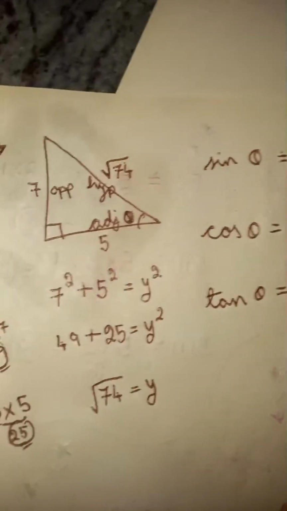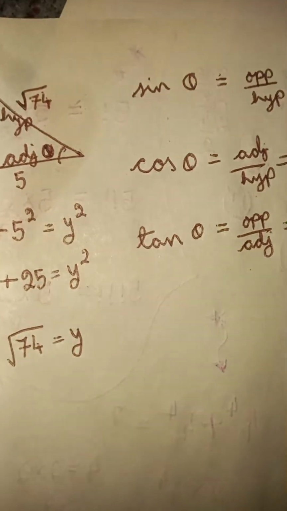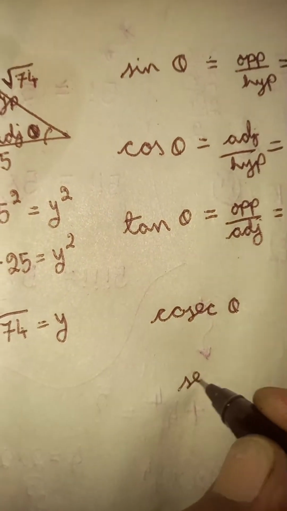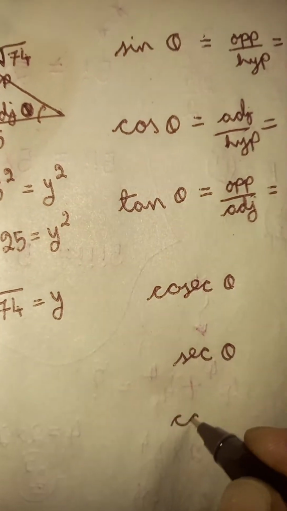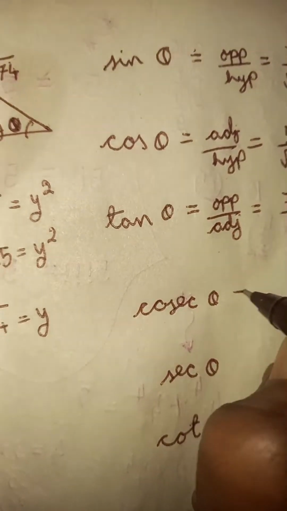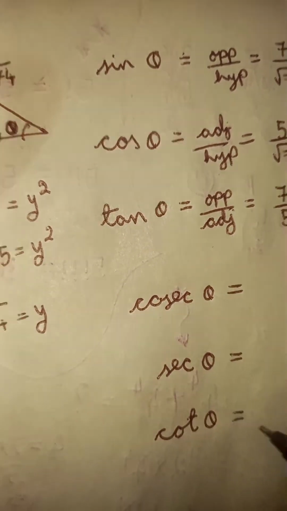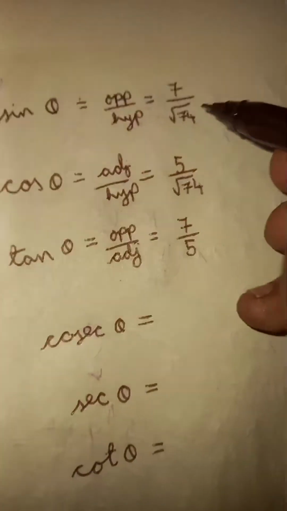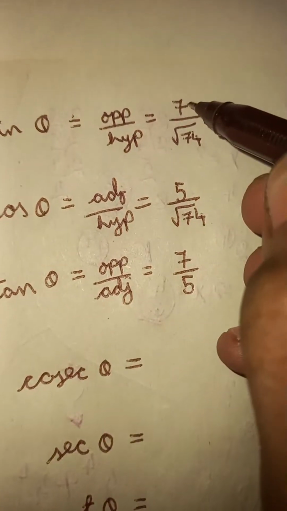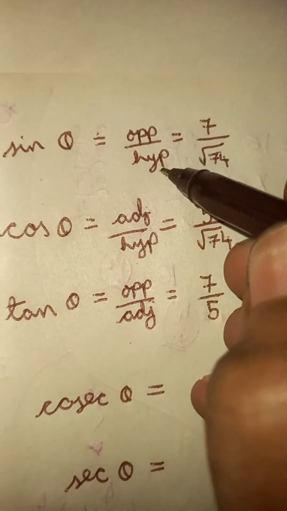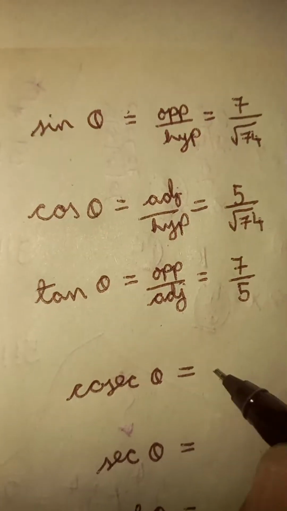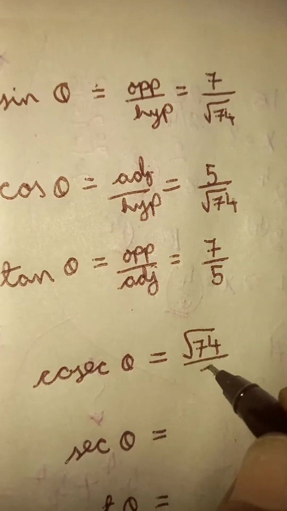Now I'm going to tell what the reciprocal ratios are: cosecant of theta, secant of theta and cot theta. Now I'm going to tell how to work them out. Here cosecant of theta means reciprocal of sine theta. Sine theta is 7 by root 74. So cosecant theta is the opposite of it, hypotenuse by opposite, the reciprocal of it, which becomes root 74 by 7.